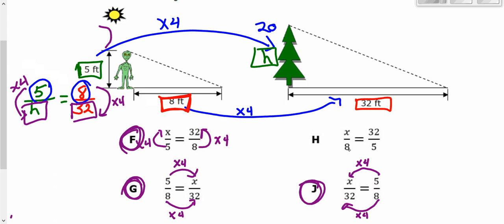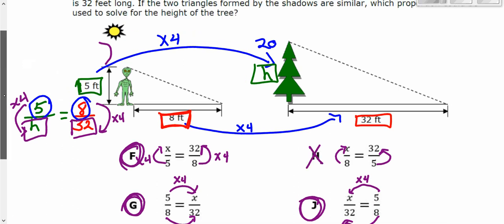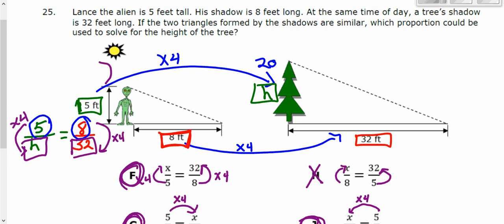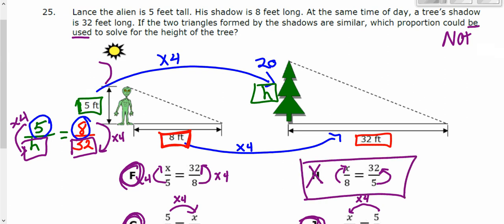Well, notice that 5 times nothing gets me to 32. It's not getting me those same relationships. This doesn't work. I knew I needed to multiply by 4, but H doesn't. So H is the only one that doesn't actually work here. So this question really needs to be rephrased. If the two triangles formed by the shadows are similar, which proportion could be used to solve for the height? It really should say which proportion could not be used to solve for the height of the tree. So the proportion that cannot be used is H.